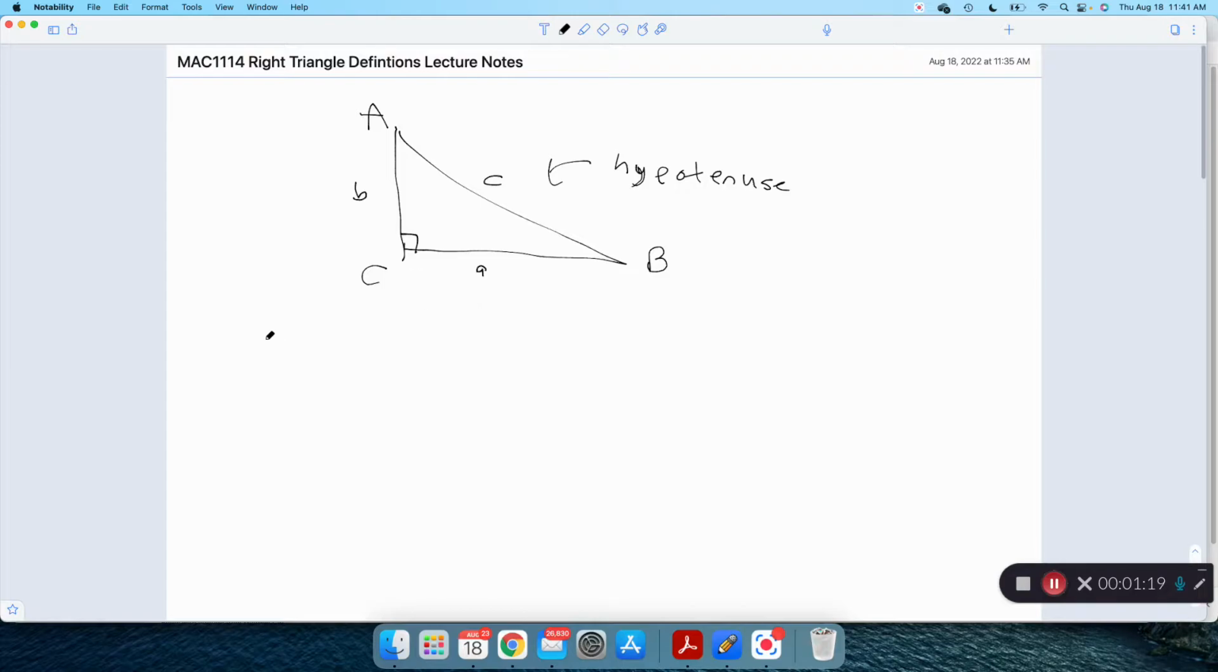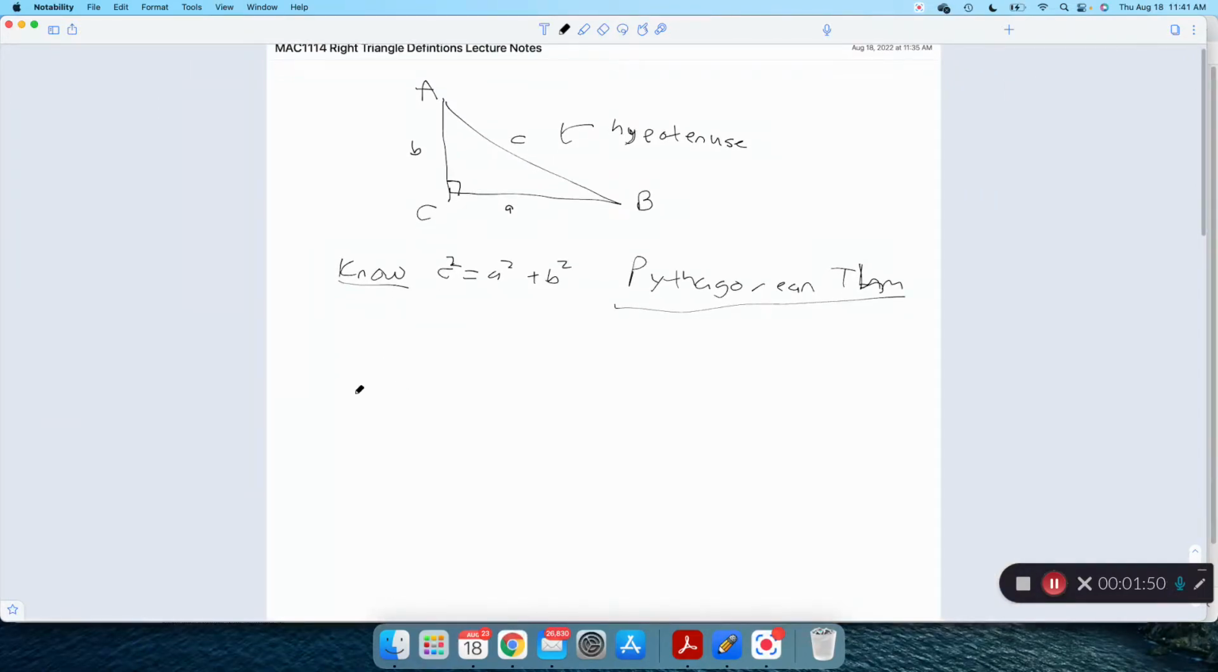Okay, we know something that's going to be important later. We know the Pythagorean theorem: c squared is a squared plus b squared. That's going to be important all semester long. That's an ugly H there. Let's fix that. Okay, now based on this triangle, we're going to write some definitions. We're going to write these in general first, and then we'll come back to this particular triangle.